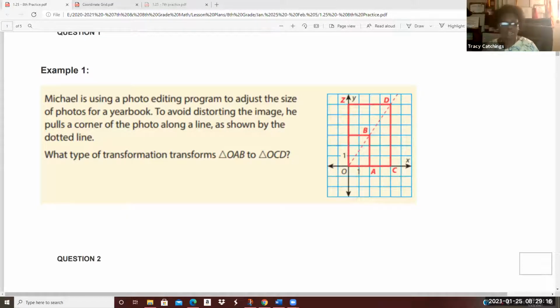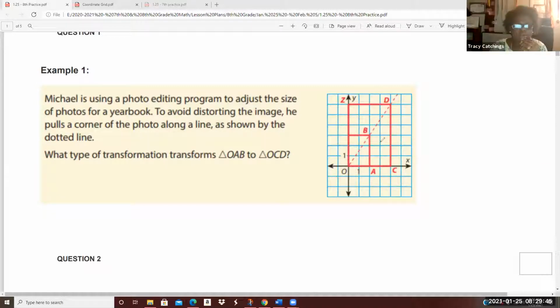All right, somebody read the first example to us. Michael is using a photo editing program to adjust the size of photos for a yearbook. To avoid distorting the image, he pulls a corner of the photo along a line as shown by the dotted line. What type of transformation transforms OAB to OCD?